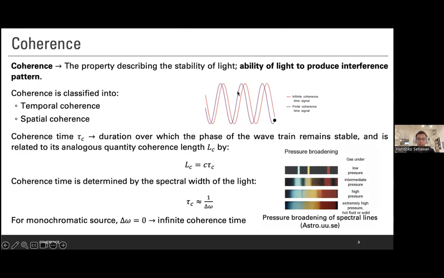Here is pretty much an animation showing the incoherent and coherent light. As we can see, as time goes by and the tau c here is passed, the light will get out of phase, and it will become more out of phase as the time difference increases. It is pretty much just an animation to describe that phenomenon.